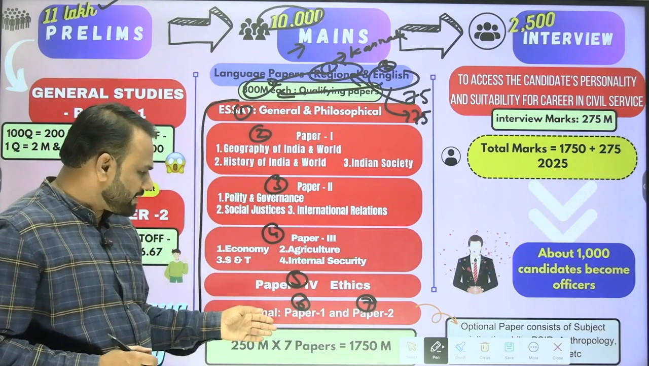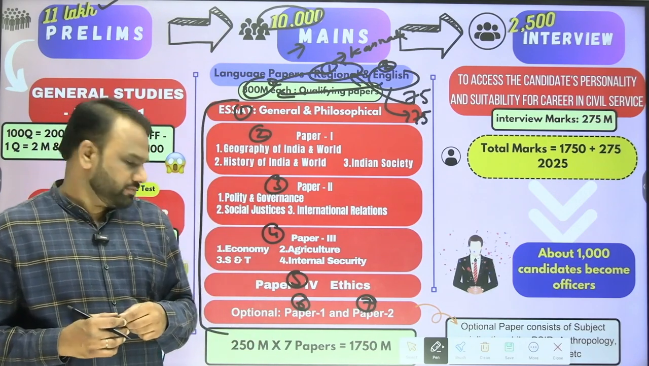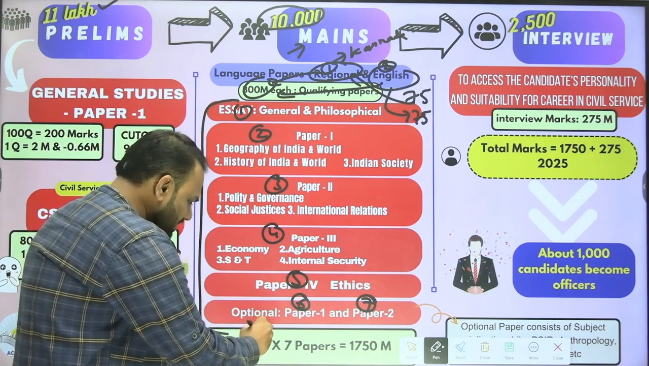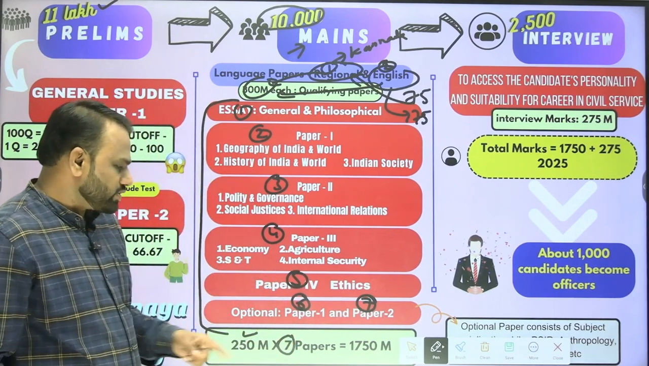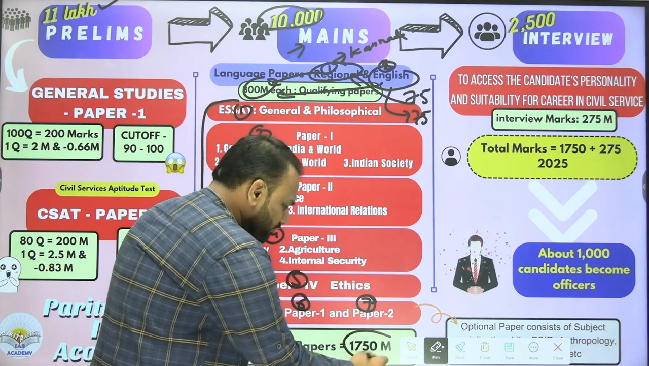Here all these papers carry 250 marks each. So here, 250 marks into 7 papers. What is the total? 1750 marks.